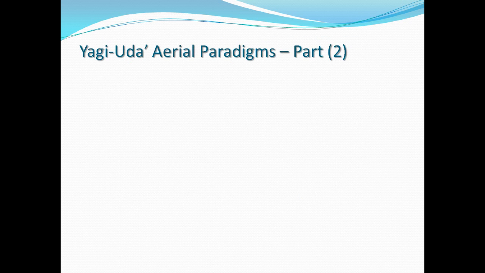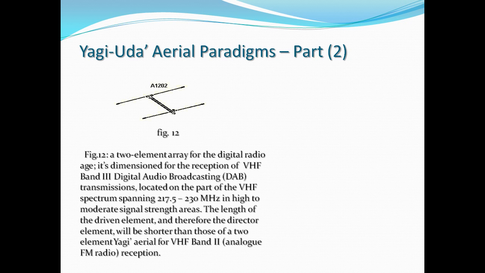Yagi-Uda aerial paradigms, Part 2. Figure 12 shows a two-element array for the digital radio age. Its dimension for the reception of VHF band 3 DAB transmissions located on the VHF spectrum spanning 217.5 to 230 MHz in high to moderate signal strength areas. Note, it's only part of the VHF band 3 spectrum that's reserved for DAB in the United Kingdom and elsewhere. There are other services on VHF band 3 not related to DAB or any other form of broadcasting.